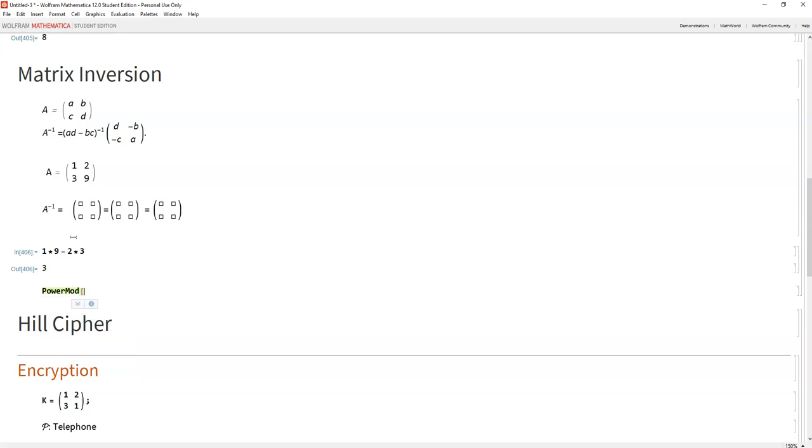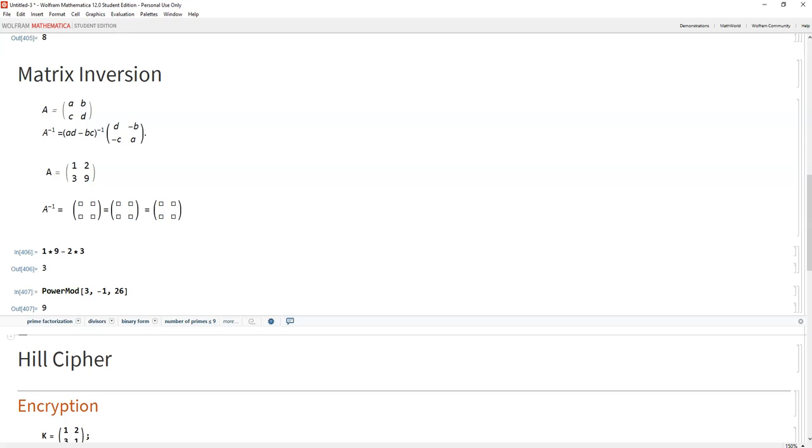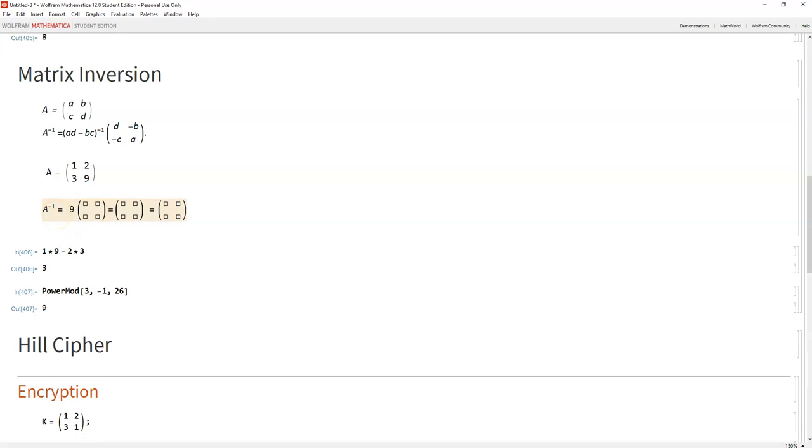And if we need the inverse, if you don't remember it, we can always use power mod, and we get an inverse of 9. Okay, so for my inverse, I'm going to multiply the whole matrix by 9, and then I'm going to use this formula here. So I'm going to reverse these two entries. So I'll have a 9 here and a 1 there, and then negate the off diagonals.